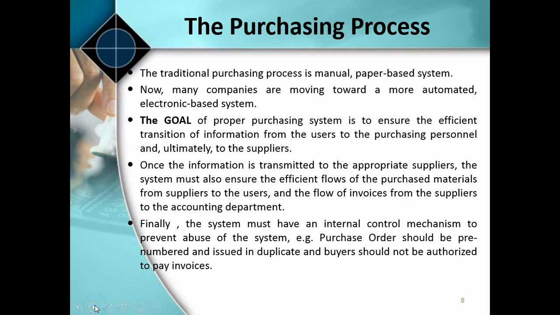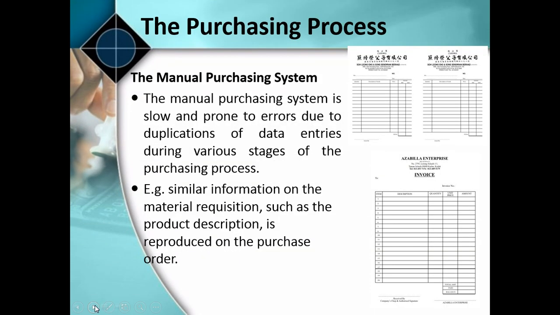Okay, so next kita tengok the purchasing process in manual. Ni adalah purchasing process secara manual. Dia kata the manual purchasing system is slow and prone to errors due to duplicate data entries during various stages of the purchasing process. Macam saya kata tadi, purchasing process ada dua, sama ada melalui paper based ataupun electronic. Ni kita bercakap pasal paper based dulu. Manual purchasing adalah paper based.